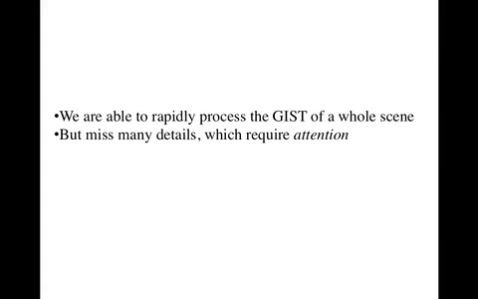So which is it? Well, we're able to rapidly process the gist of a whole scene, but we miss many details which require attention. So a certain level of detail requires attention, but we are also able to process a great deal of information outside of attention. But where the details lie, so the jet engine or a tree moving or something, a detail of the scene, we may miss without attentional processing, even a change of somebody's identity if their face is changing.